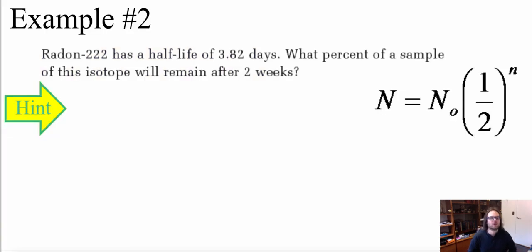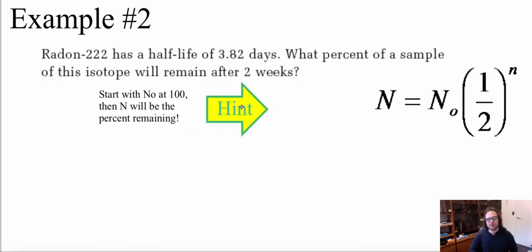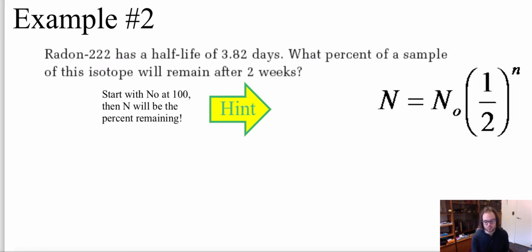So in our next example, we are looking at radon-222, which has a half-life of 3.82 days. What percentage of the sample of the isotope will remain after 2 weeks? So now we're trying to find a percentage. There's two ways of doing this. Our first way is we could make my original sample equal to 100. That way, remember percent is per 100, we want to know how much is left out of that 100. So all we have to do is make this equal to 100.